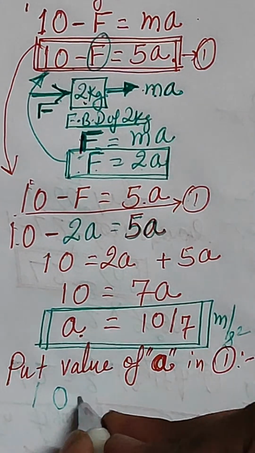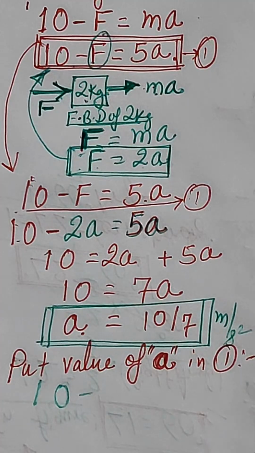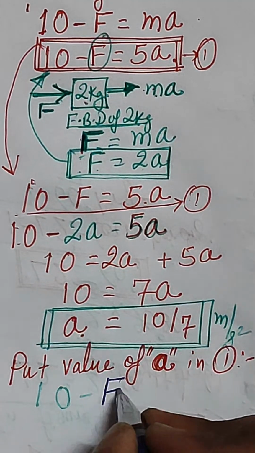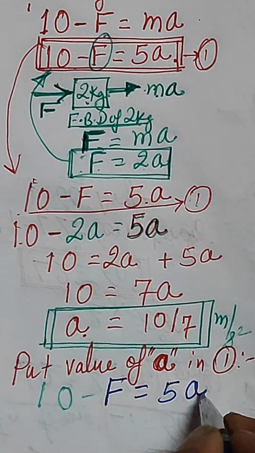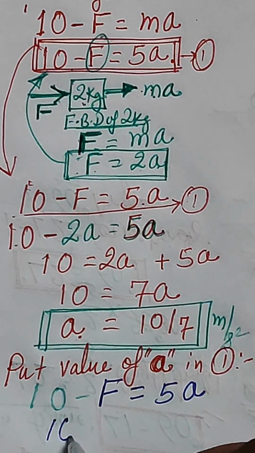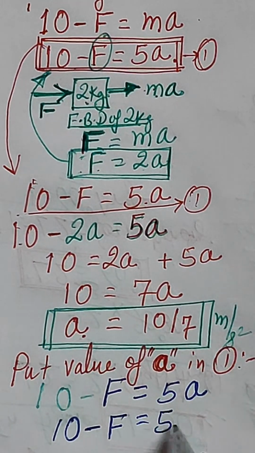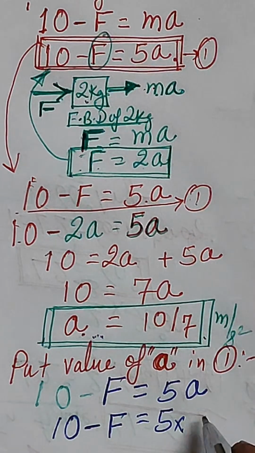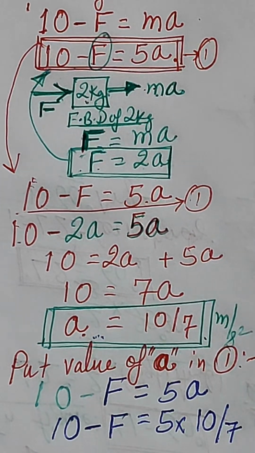10 minus F is equal to 5a, right? This will give you 10 minus F is equal to... now here just substitute the value of a, right? In place of a, write 10 by 7, right?